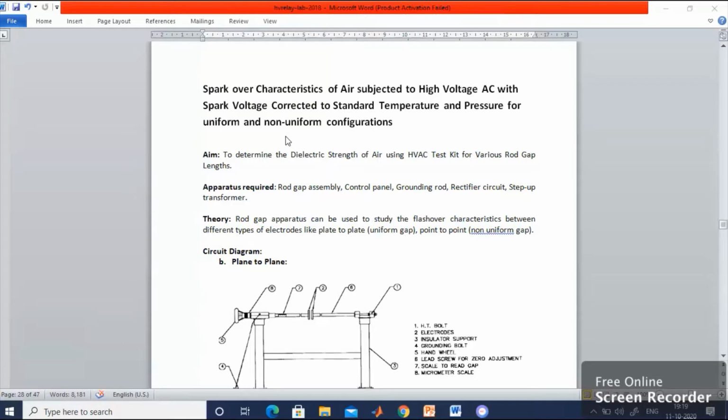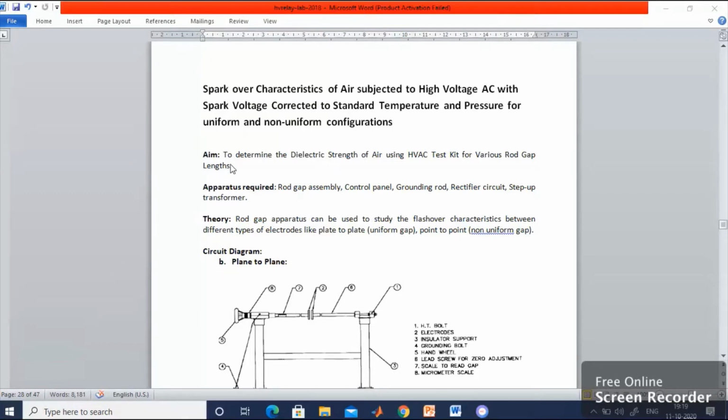Right now, you are going to determine the breakdown strength of air by applying high voltage AC with different combinations like plane to plane, point to point, plane to point, and point to plane. Here you can see plane to plane and point to point combinations are known as uniform configurations. If I use different combinations such as plane to point and point to plane, then that is a non-uniform configuration.